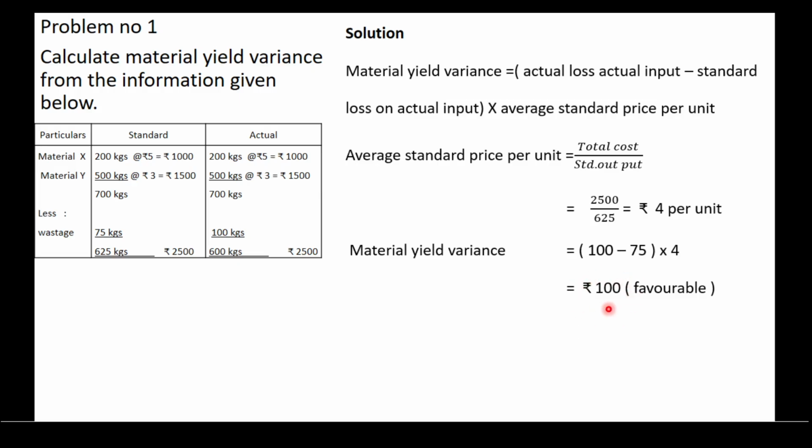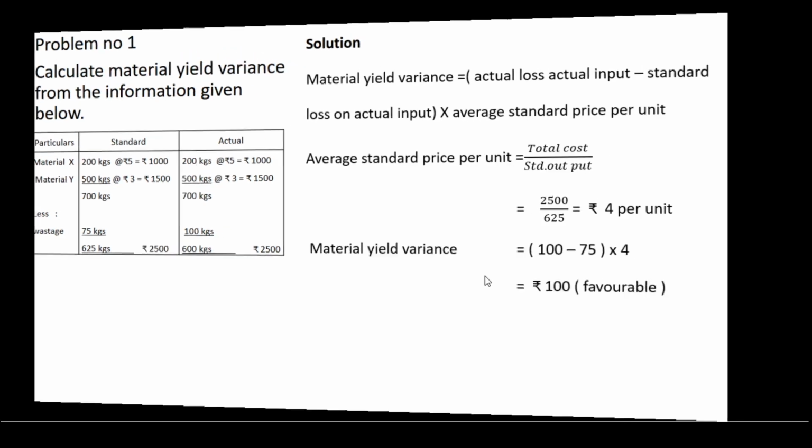So here it shows a positive figure. That's why it is called favorable. Since there is a plus figure here, we call this favorable. If it is in minus, then it will be called adverse. So this is the calculation of material yield variance.